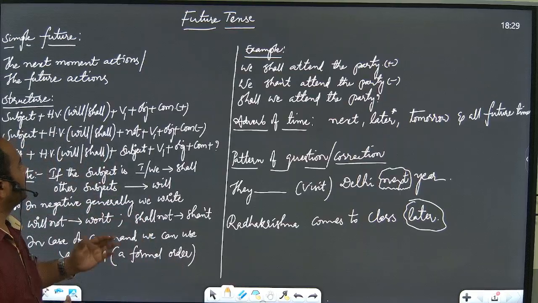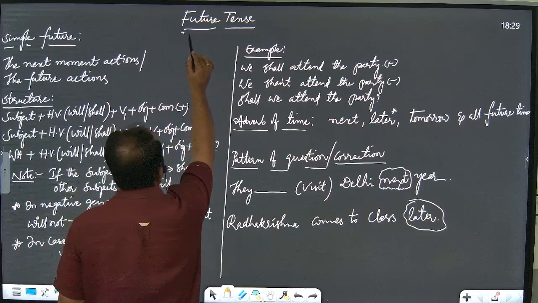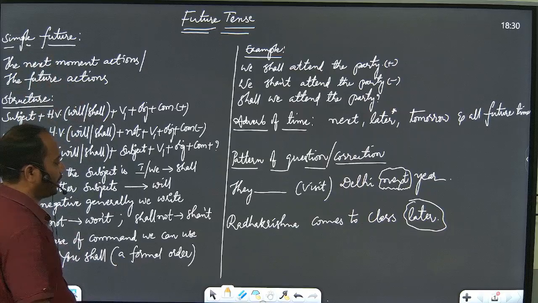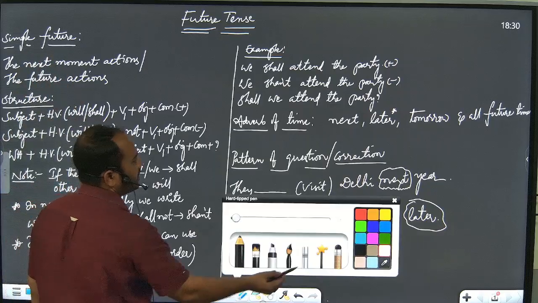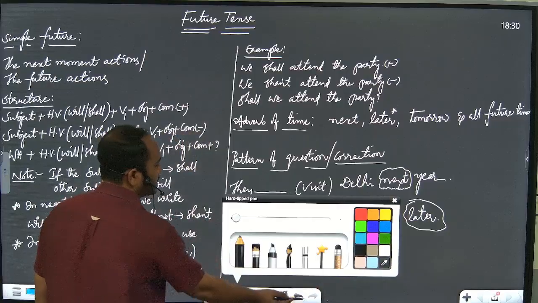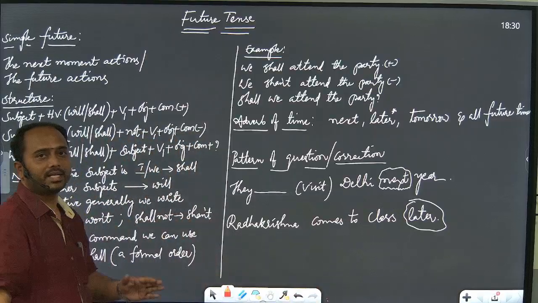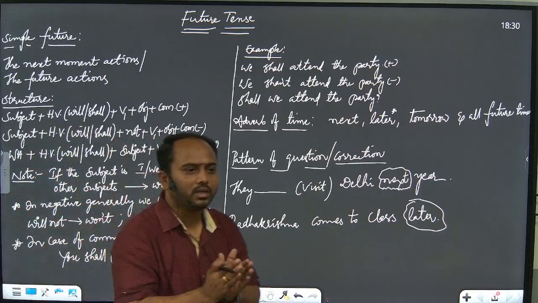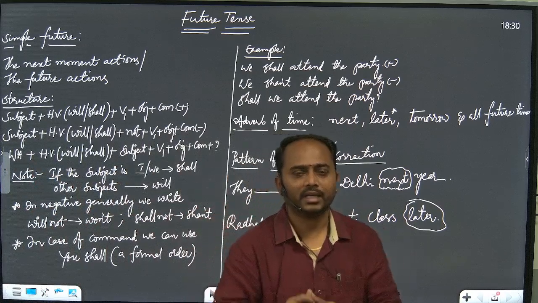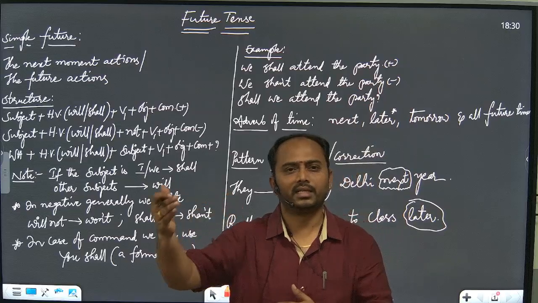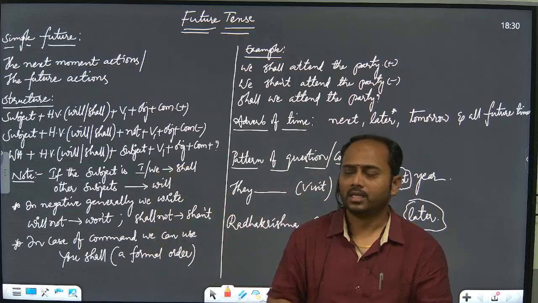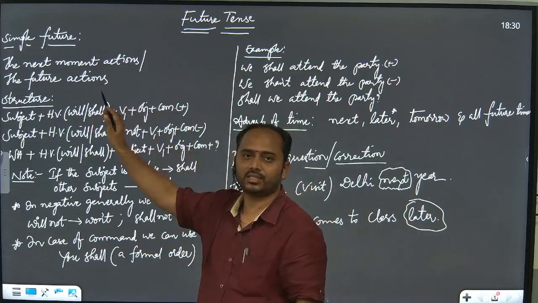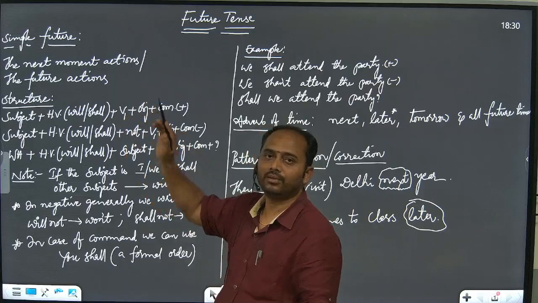As we know already, in future tense also we have four tenses. Among that, the first one is simple future. So what is simple future? It indicates the next moment actions or the future actions. Whatever you are going to do in the next moment, it might be tomorrow, day after tomorrow, later, next year, or later time. Whatever action is going to be done in the future is indicated through simple future.